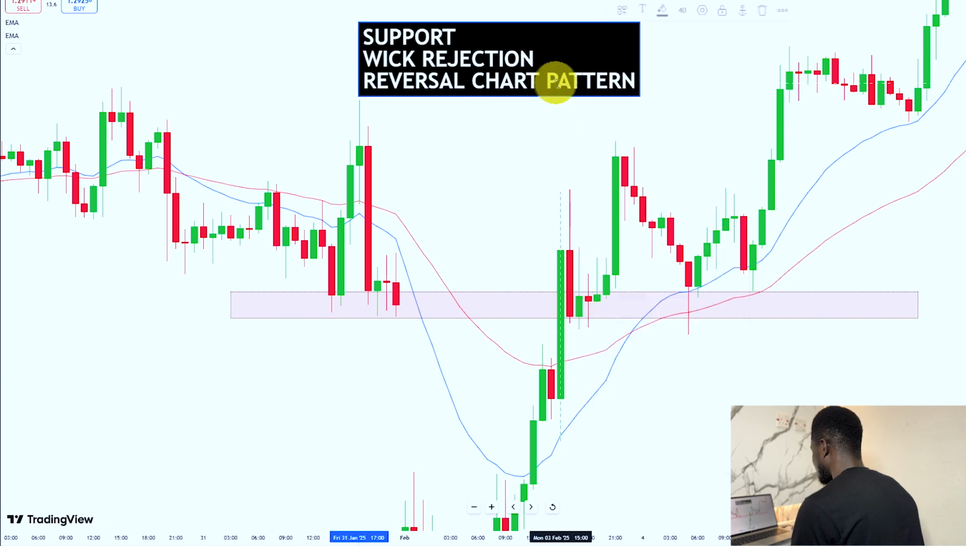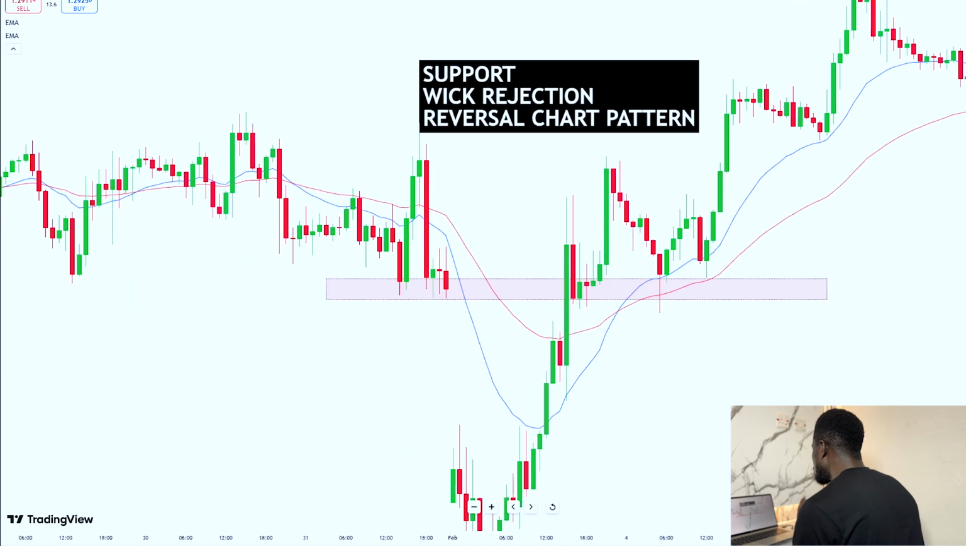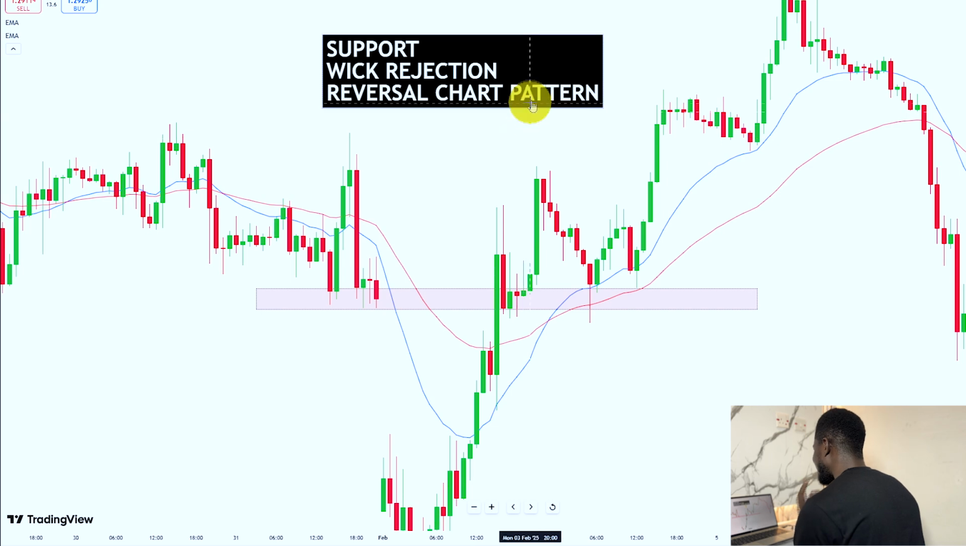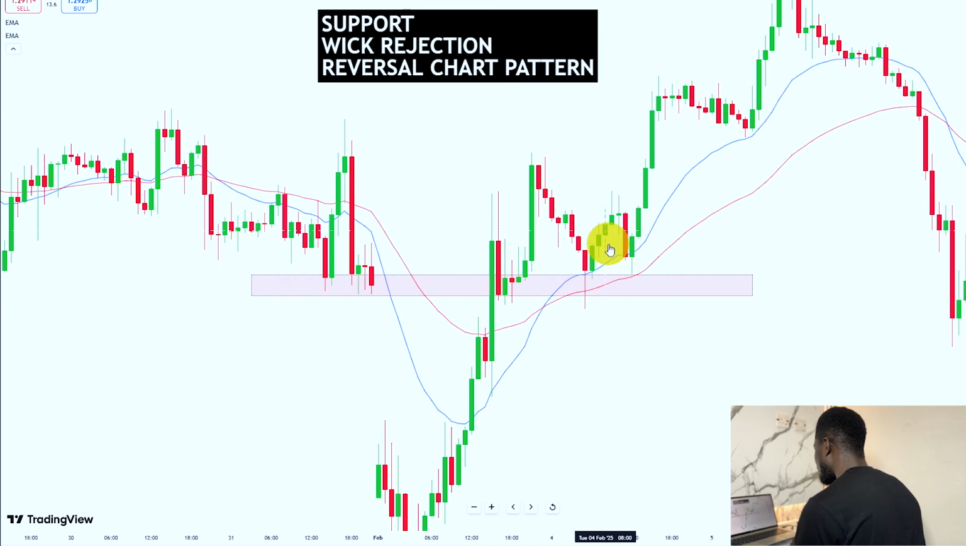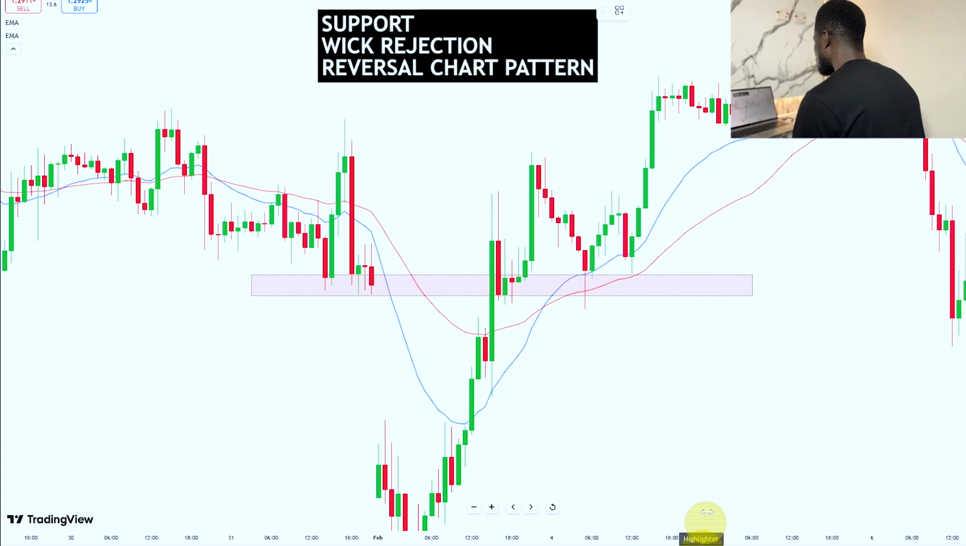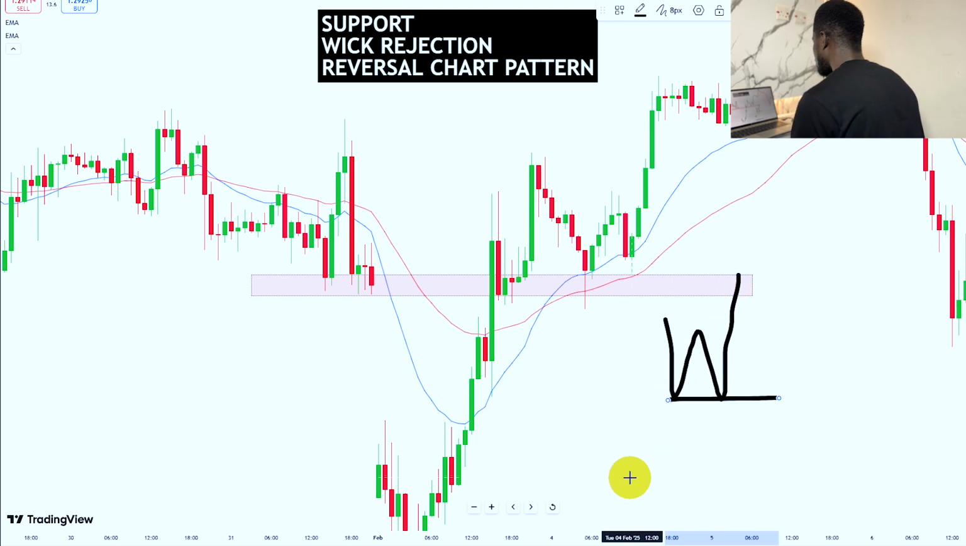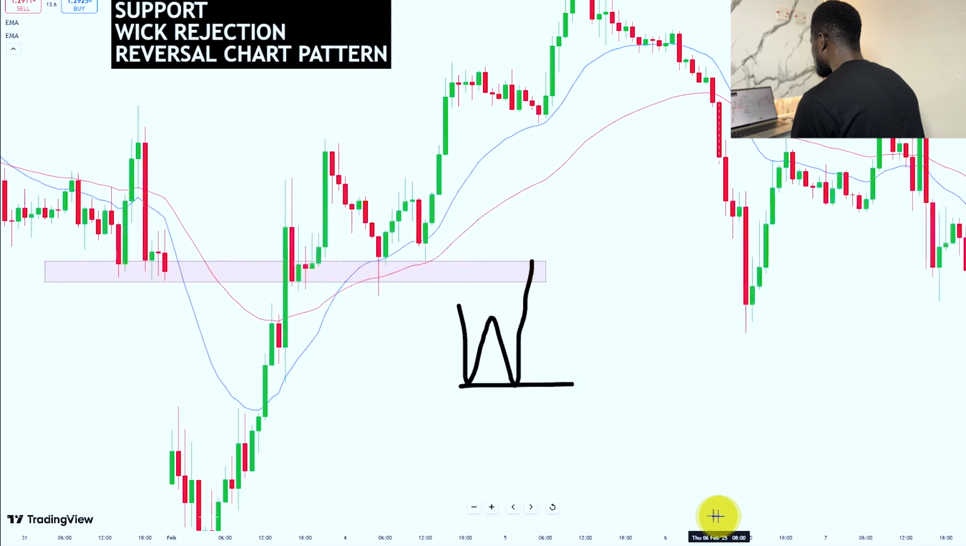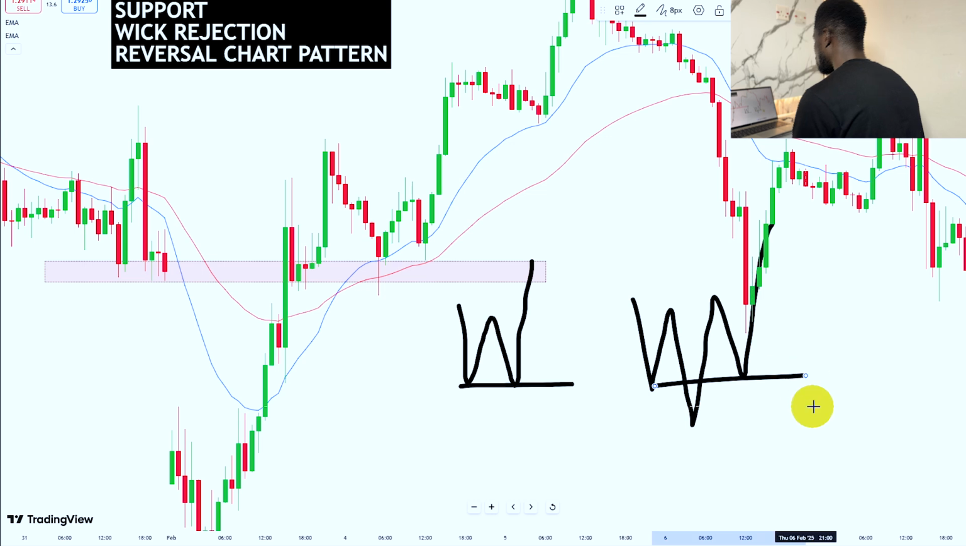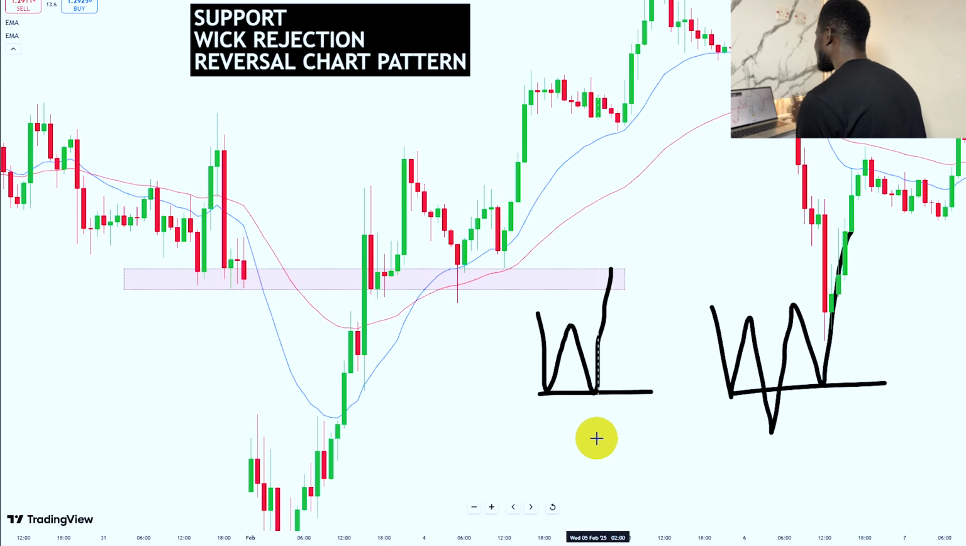Under this reversal chart pattern, I use two reversal chart patterns to take my buy setup the moment the price action retests the moving average and the support level. The first one that I use is my double bottom, or you can call it equal lows. Then I also use inverse head and shoulder, right? Whenever I spot this reversal candlestick pattern, it's a confirmation that the buyers are now fully ready to take charge of the market to the upper side.